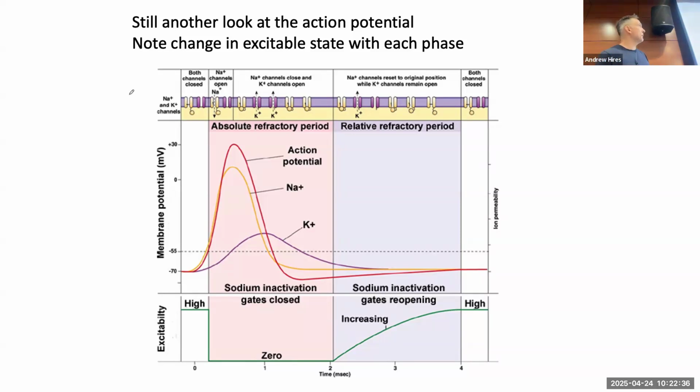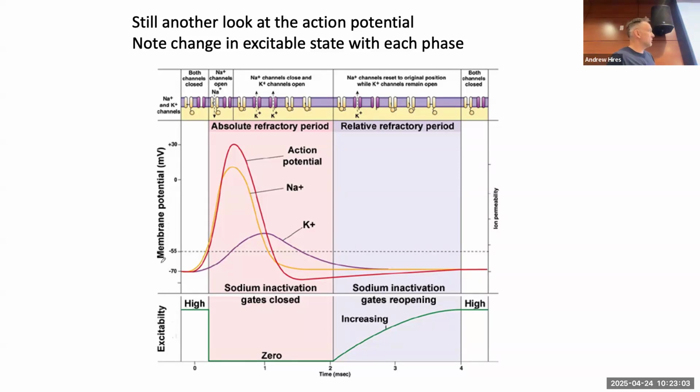So what do we have here? Up here, this is the state of the voltage-gated sodium and potassium channels. And voltage-gated sodium and potassium channels can either be open or closed. They're never halfway. The gate is either open or closed. They change in microseconds, but there's lots of them, so different ones will be opening and closing at the same time.